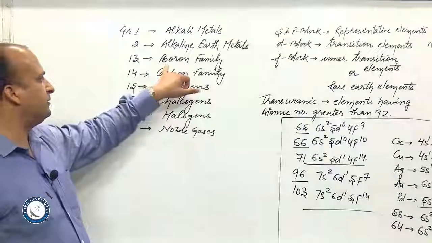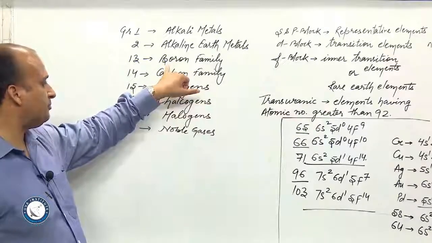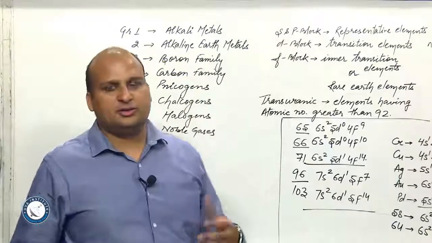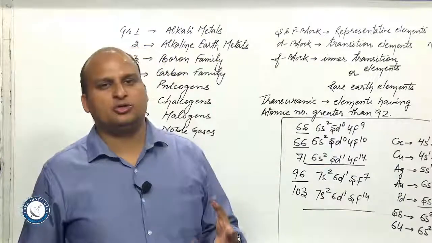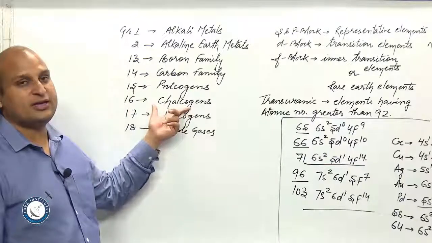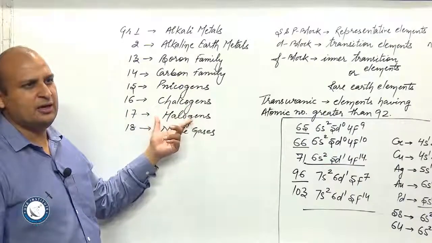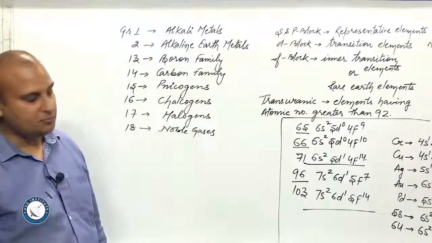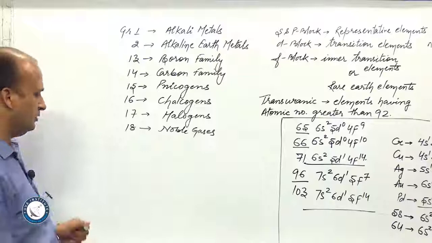They are called as pnictogens as they are generated from the nitrogen containing compounds. Chalco means oxides, generated from oxides. Halogen generated from water. Got it? That is why they have got these names.